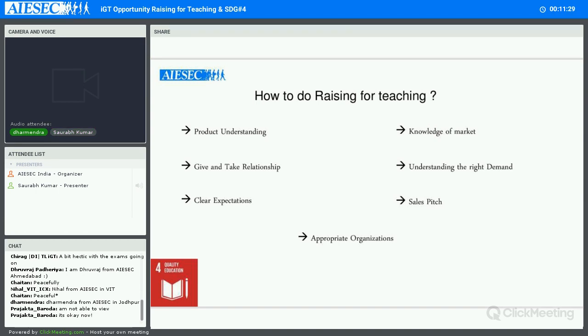If you're from Jodhpur, if you're from Jaipur, if you're from VIT, it doesn't matter which LC you're from. There is a market for every LC. There is a market for each one of you. And you just need to understand which market is the best and where you can exactly go ahead and tap. So you should have a knowledge of your own market, because that market will give you what you want. That market will give you teaching opportunities, and those teaching opportunities you can provide to the world. So you should have a knowledge of market.